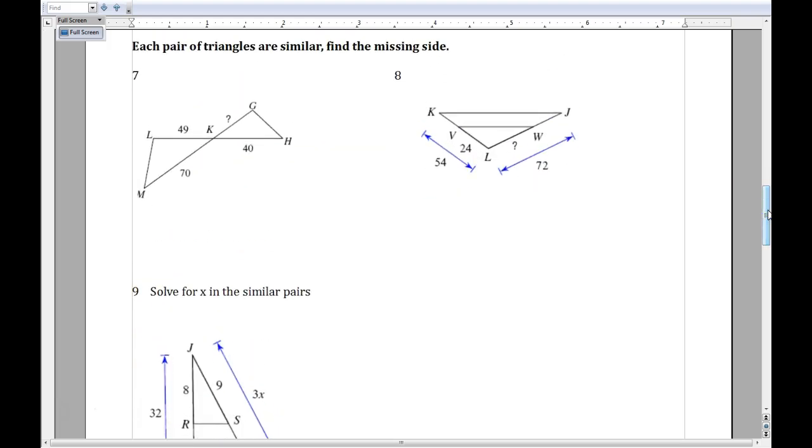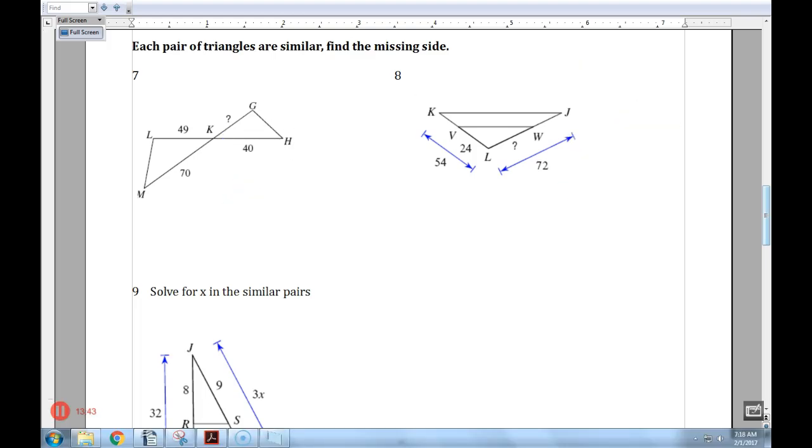So number 7, each pair of triangles are similar. Find the missing side. You can leave that open, bud. Don't worry about it. So first I want to match up the angles. Who goes with who? Well, because of vertical angles, I know these two are a pair. Just looking at the other ones, I'm going to assume here, I think I have to, that G and L match up, and then M and H are the final ones that match up. So I'm going to call this over here the little, and this is the big. And I'm going to set these up little over big, and we'll call this X.